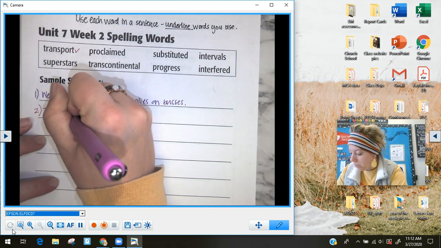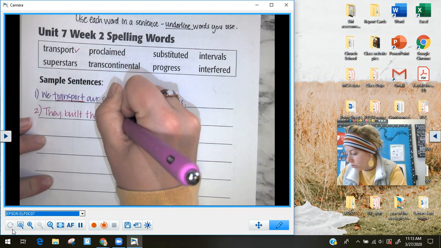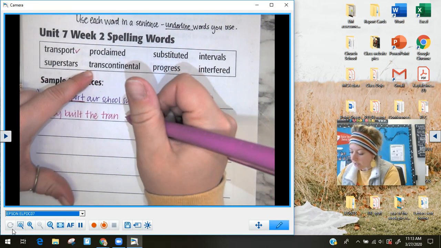They built the... now it's right up here, so make sure you spell it correctly.